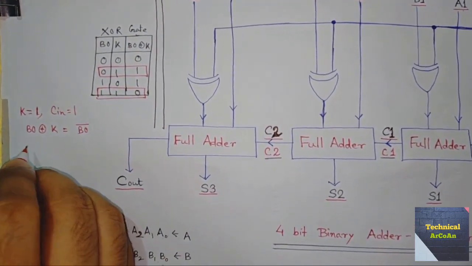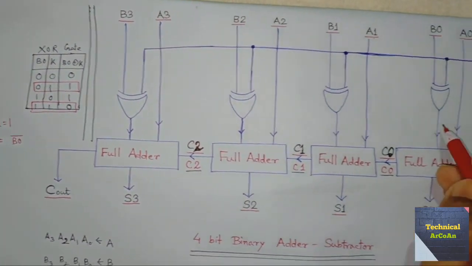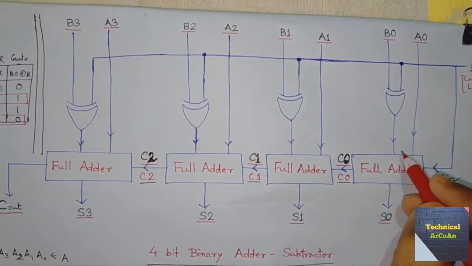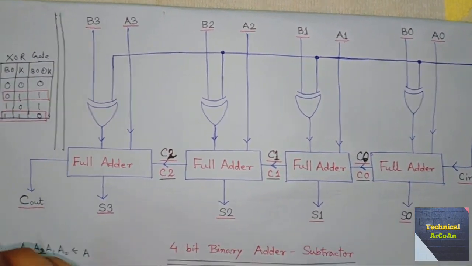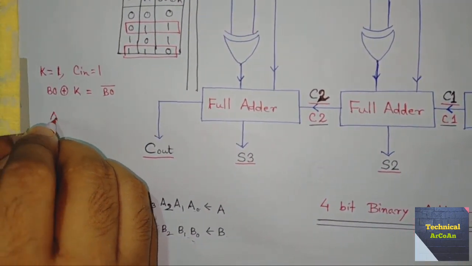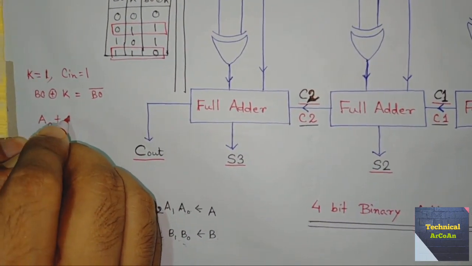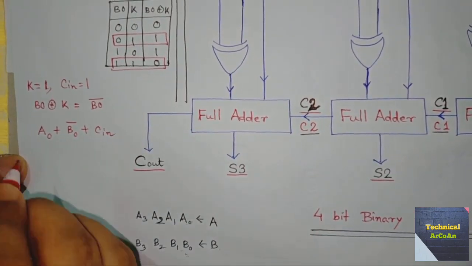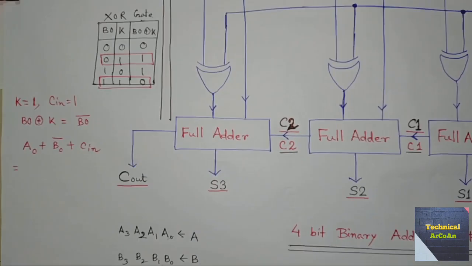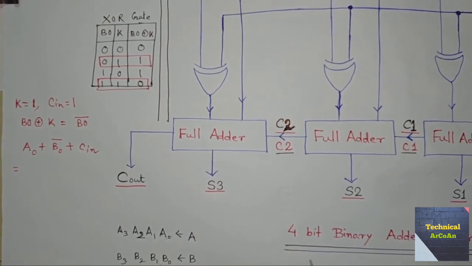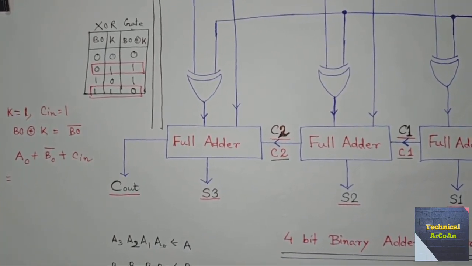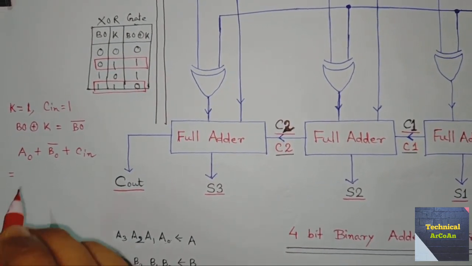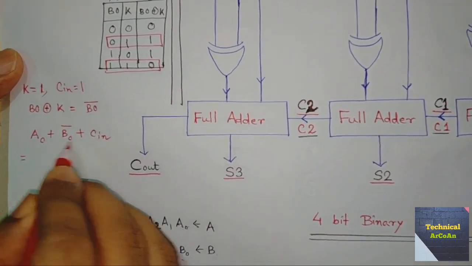And now what happened in that case? This will be your B0 complement and this is your A0. Now this is your full adder. As far as the full adder is concerned, it will be A0 plus B0 complement plus C in, because a full adder performs addition of 2 or more bits of binary digits. So this is the equation for the full adder.